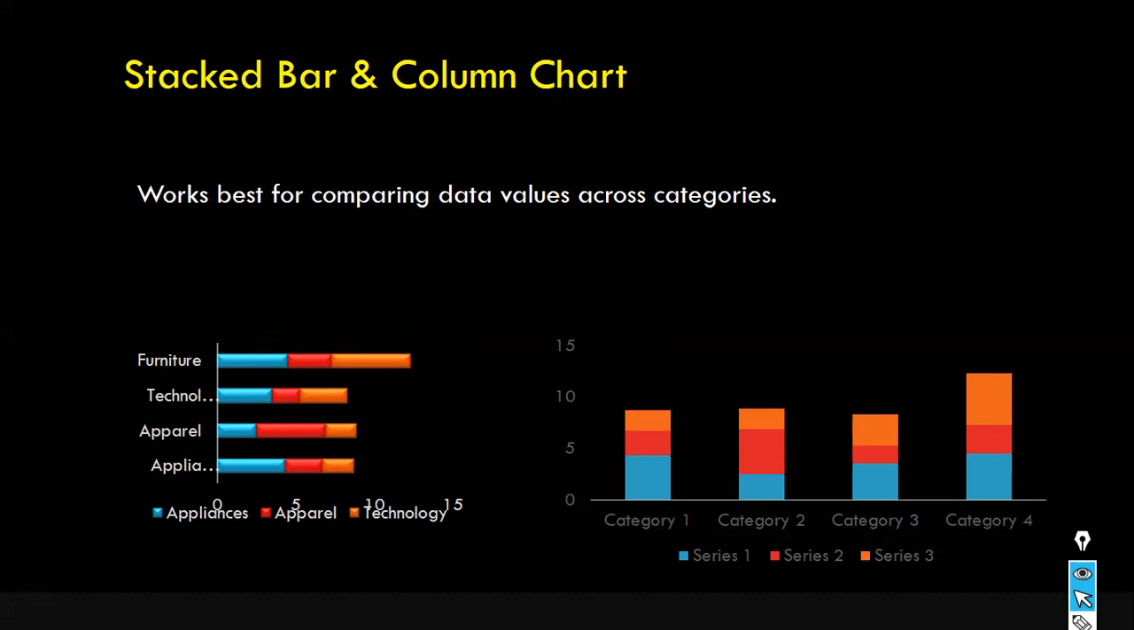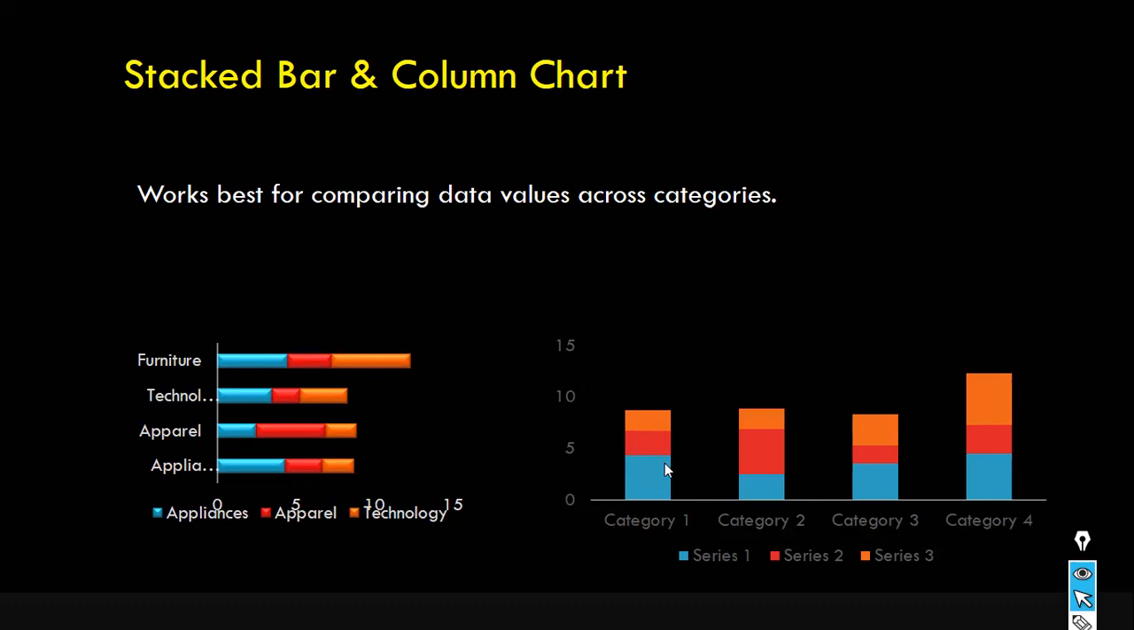Okay, in the case of stacked chart, we are comparing part to the whole. Instead of comparing the categories side by side, if you want to compare the categories, then you can go for clustered column chart or clustered bar chart. But if you want to compare the part to whole relationship, for example, in this case, the blue colored one, let's say appliances.